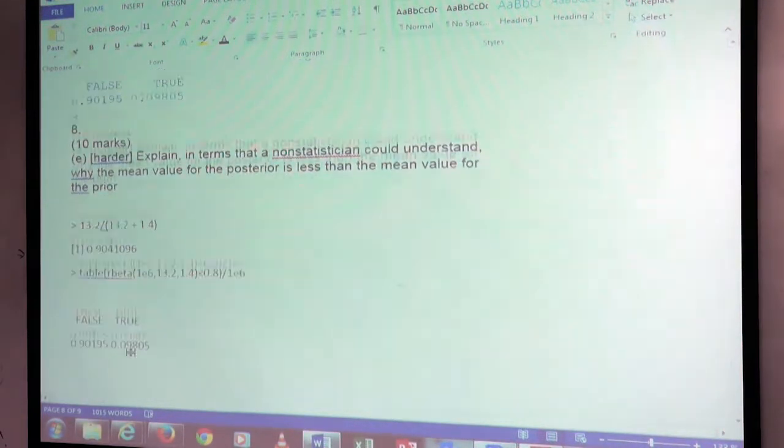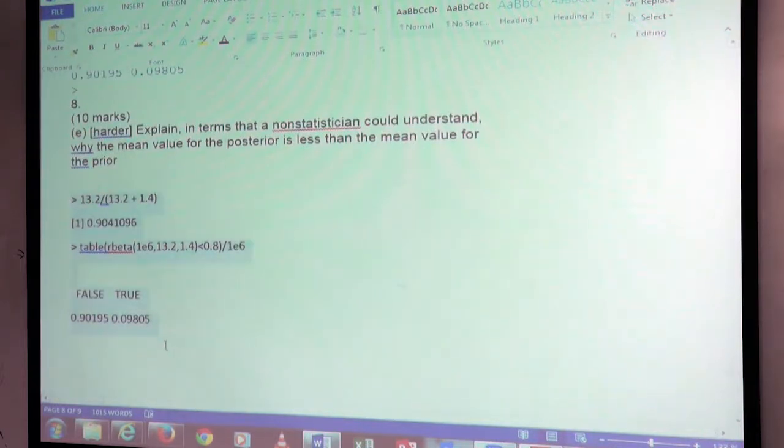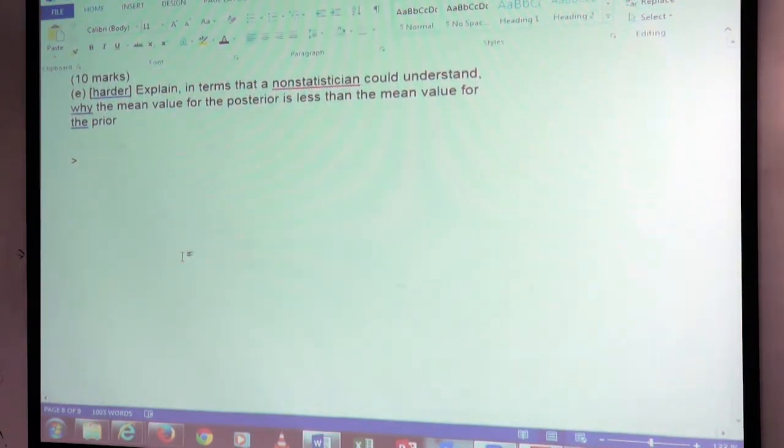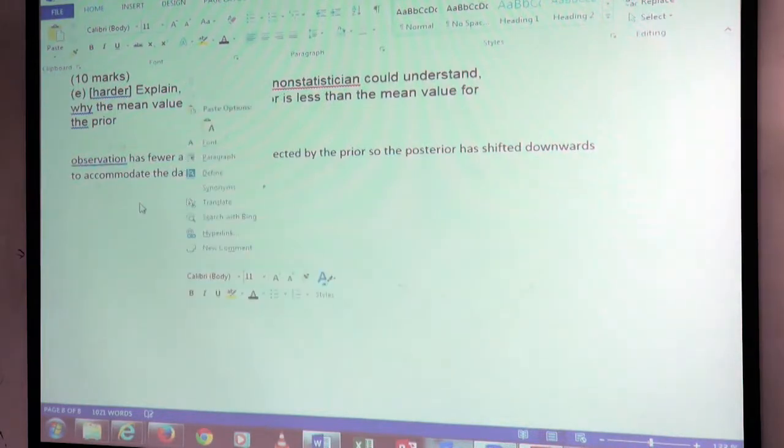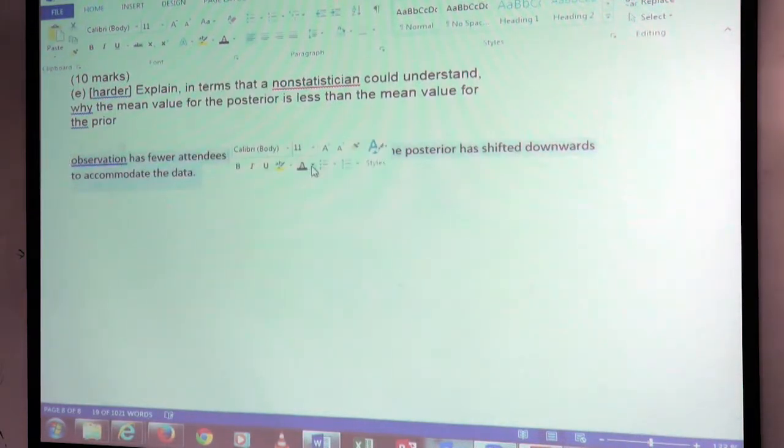I'm not sure what happened there. That's it. See if I can highlight it without deleting it this time. Red, done.